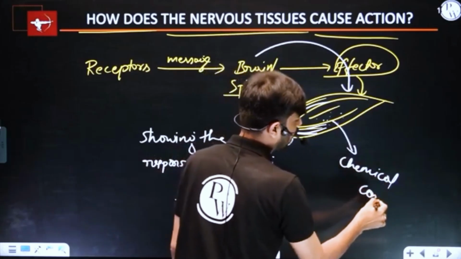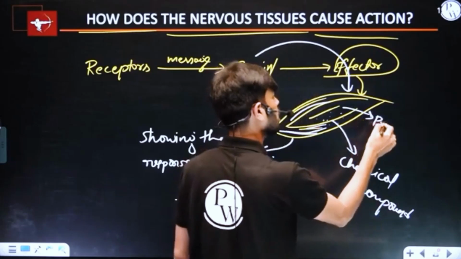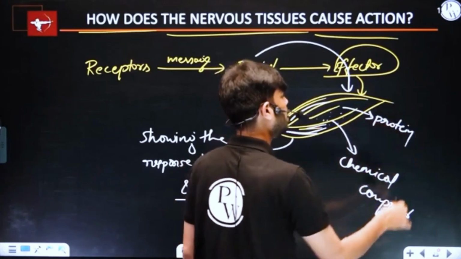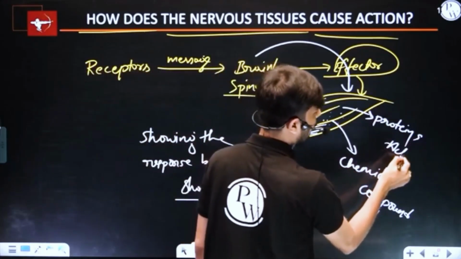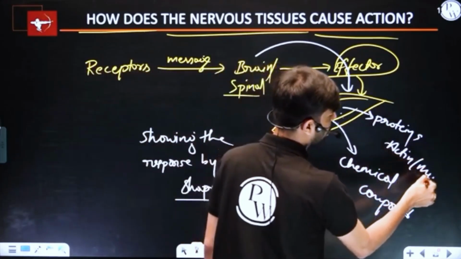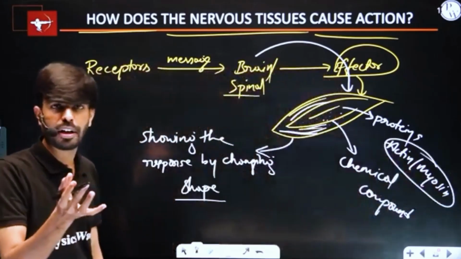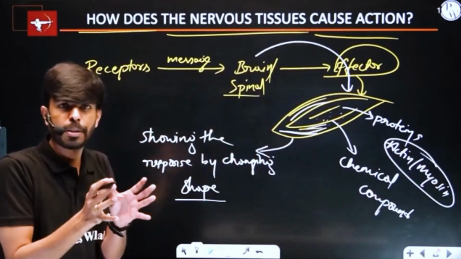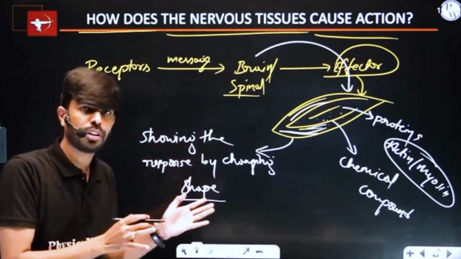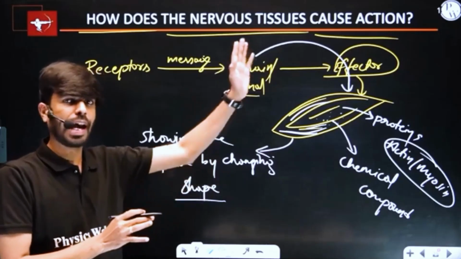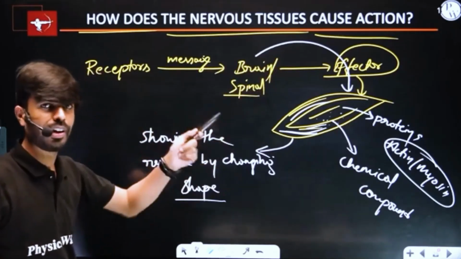Not only that, muscles also contain proteins. There are some proteins in them. Okay, you must have heard of actin and myosin. What are those proteins? They are called actin and myosin. So these are the proteins responsible for changing their shape and responsible for moving away or towards the stimuli. Understood? How does the nervous tissue cause an action? Here is how, and this is how you have to write the answer.